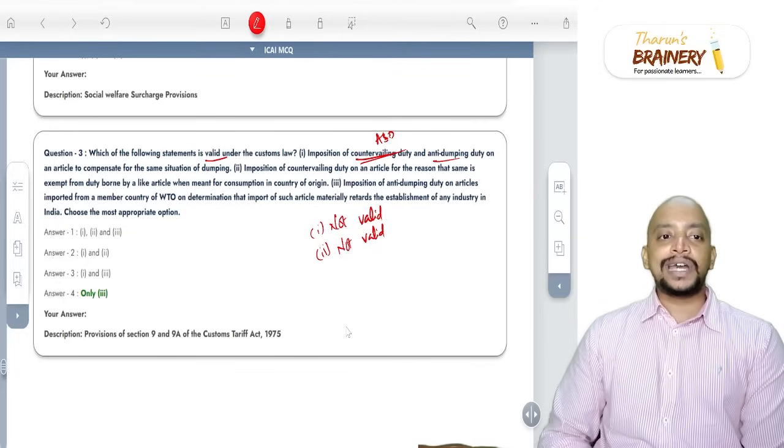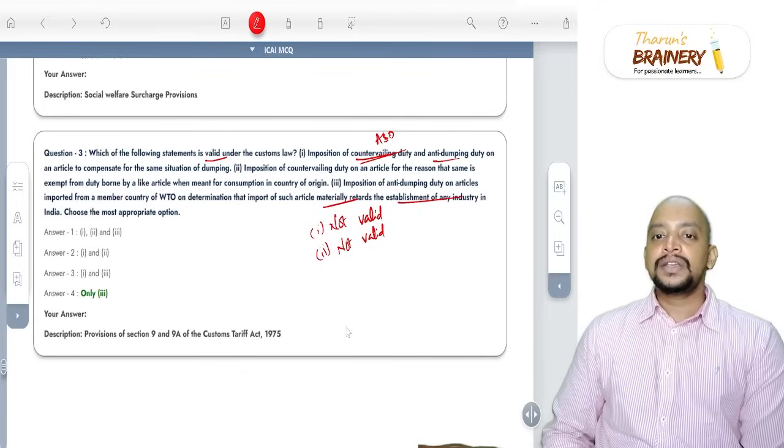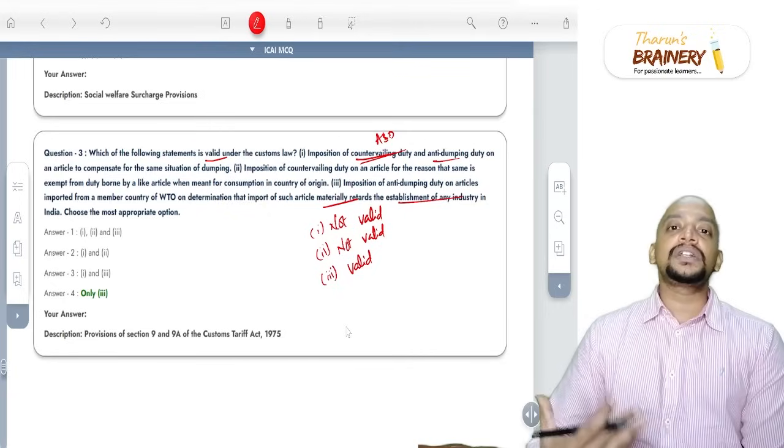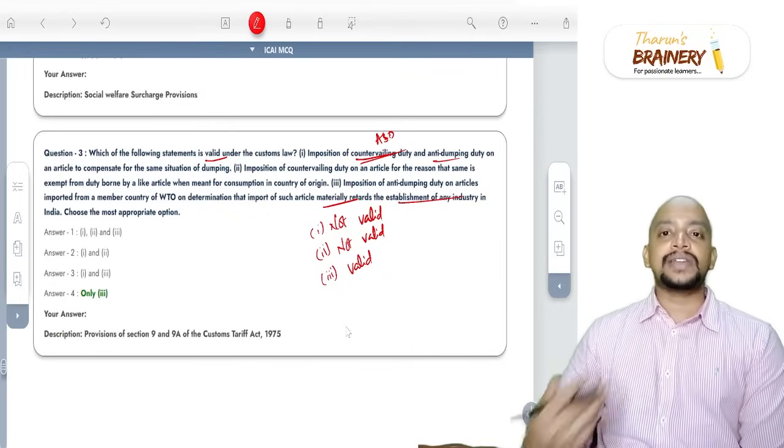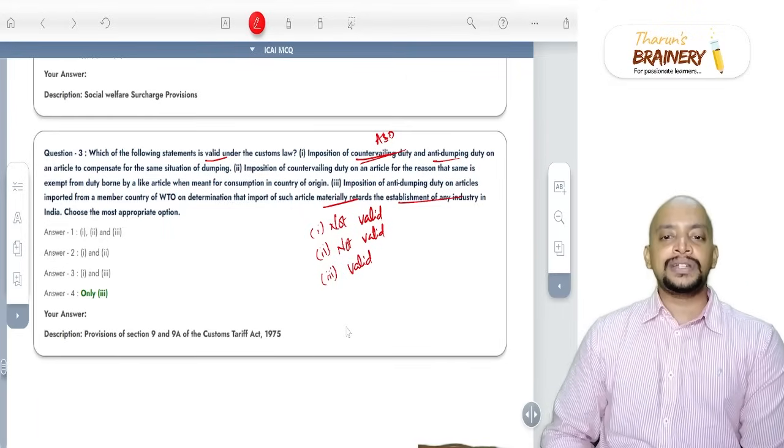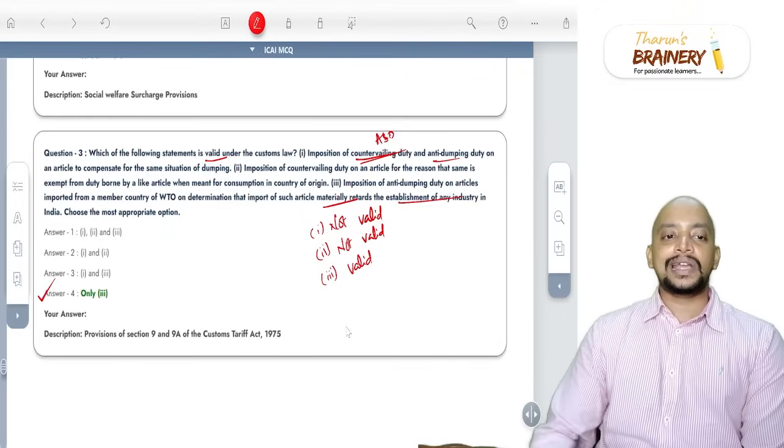Imposition of anti-dumping duty on articles imported from a member country of WTO on determination that import of such article materially retards the establishment of any industry in India. Yes. So the third one is valid, only after carrying out a prima facie, in principle determination. There should be evidence that it will cause damage or injury, then only it will be levied. So only 3 is the correct answer.